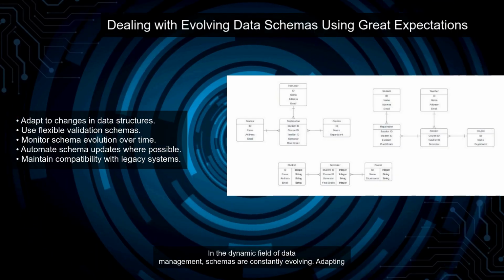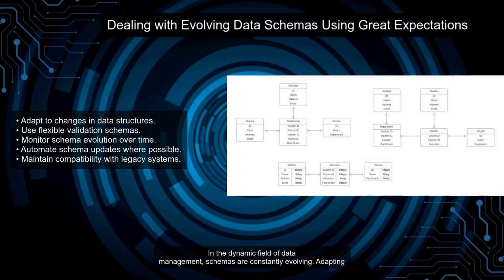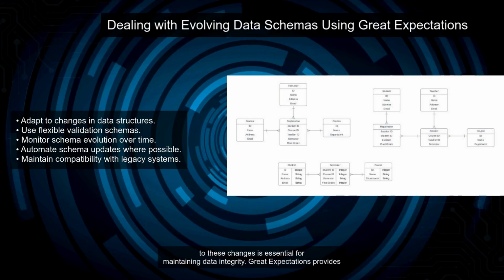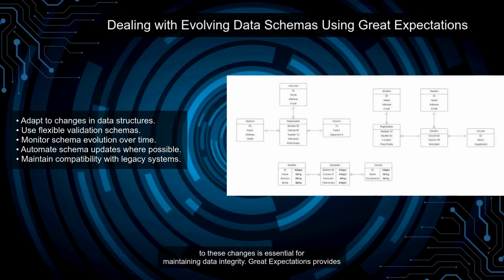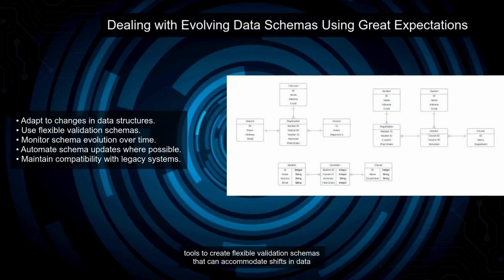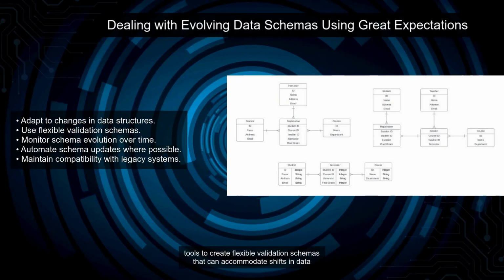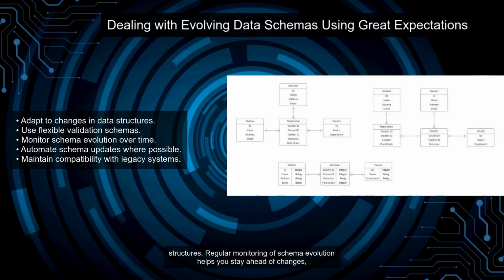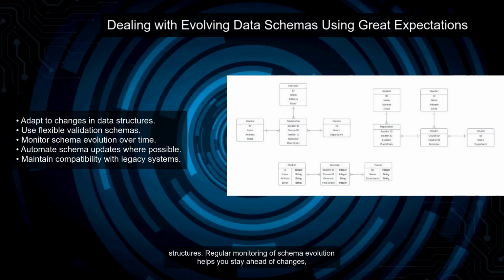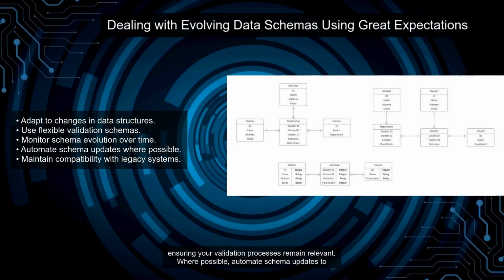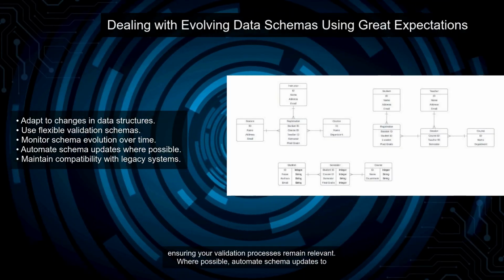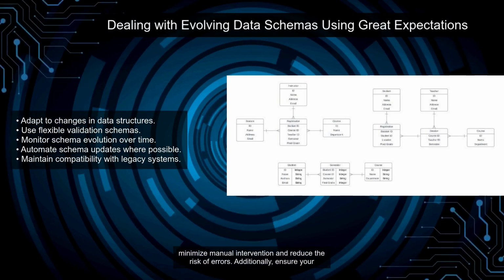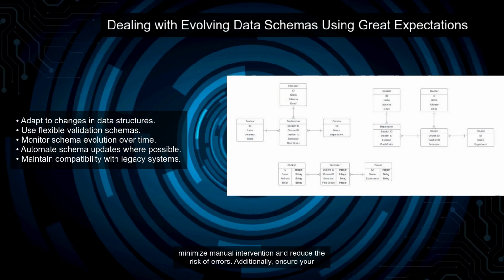In the dynamic field of data management, schemas are constantly evolving. Adapting to these changes is essential for maintaining data integrity. Great Expectations provides tools to create flexible validation schemas that can accommodate shifts in data structures. Regular monitoring of schema evolution helps you stay ahead of changes, ensuring your validation processes remain relevant. Where possible, automate schema updates to minimize manual intervention and reduce the risk of errors.